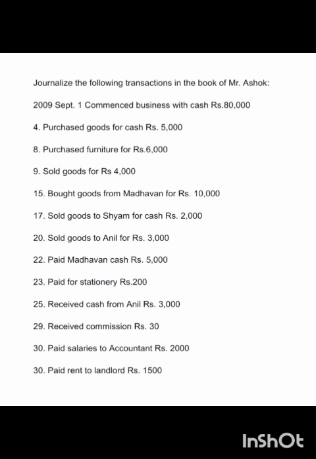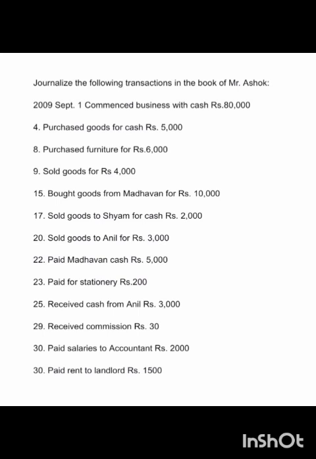September 15. Bought goods from Madhavan for rupees 10,000. September 17. Sold goods to Shyam for cash, rupees 2,000. September 20. Sold goods to Anil for rupees 3,000. September 22. Paid Madhavan cash, rupees 5,000. September 23. Paid for stationery, rupees 200. September 25. Received cash from Anil, rupees 3,000.